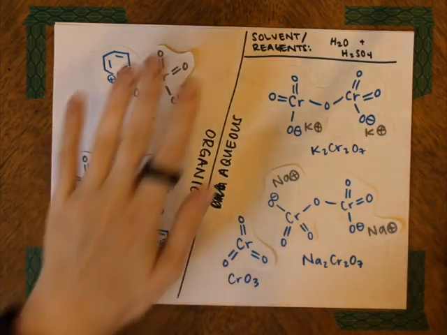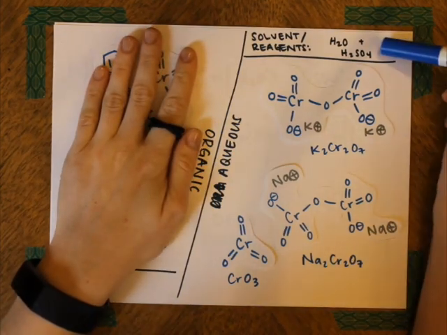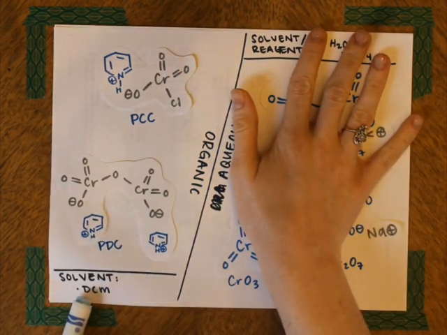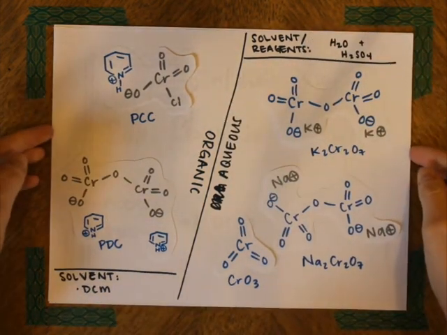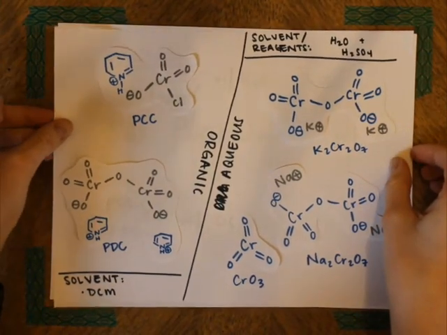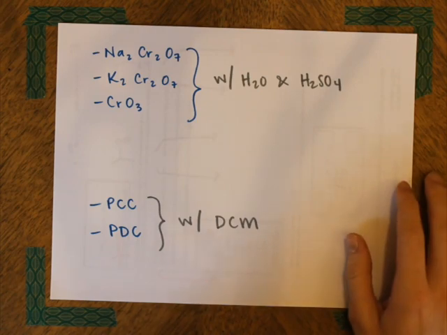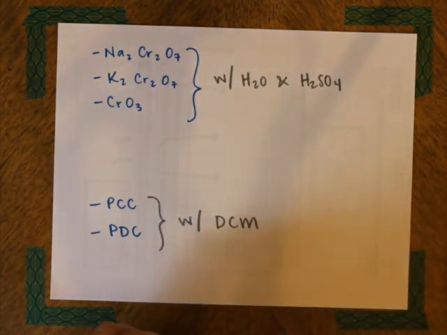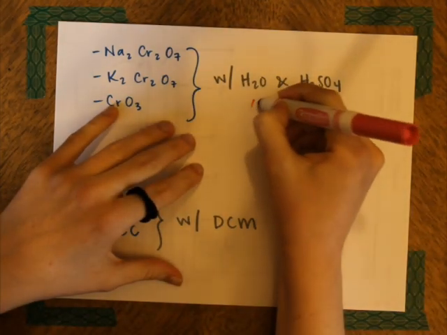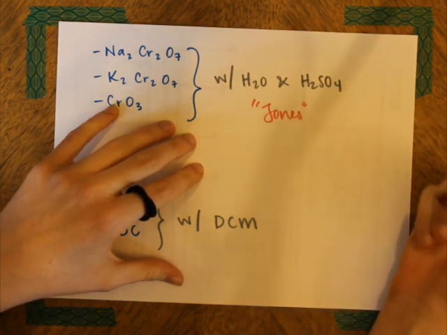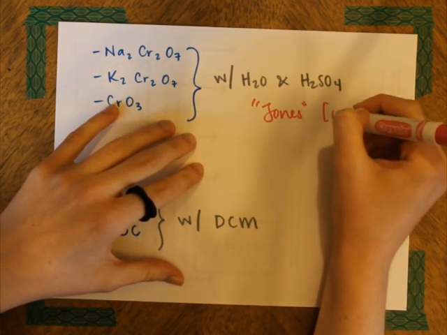What you need to know is that if you're working with aqueous, you're going to put it with water and sulfuric acid. If you're working with an organic solvent, you're going to mix it with DCM, dichloromethane, CH2Cl2. Cool. This is just a reiteration of what I said earlier. What we really care about is when we mix these together to make the Jones reagents, or the Jones oxidation in specific.